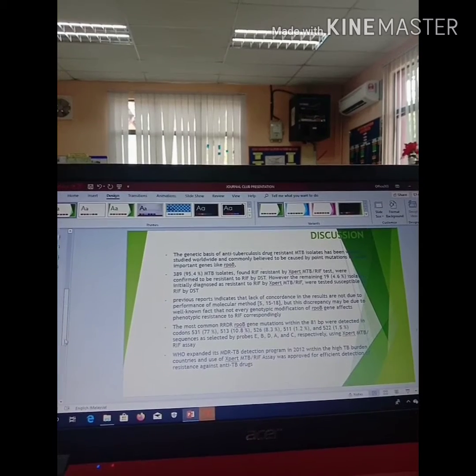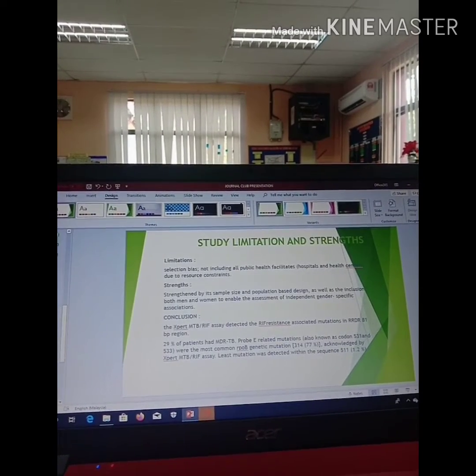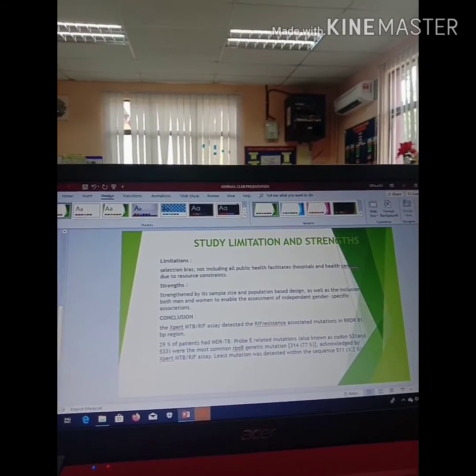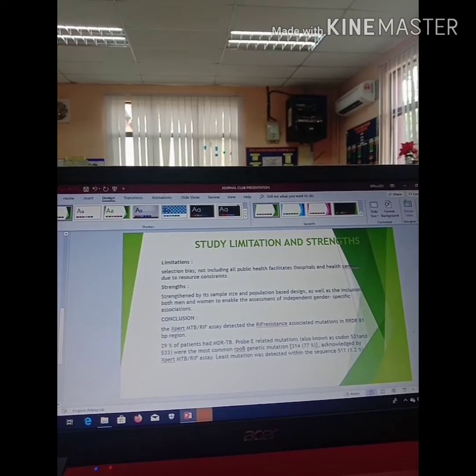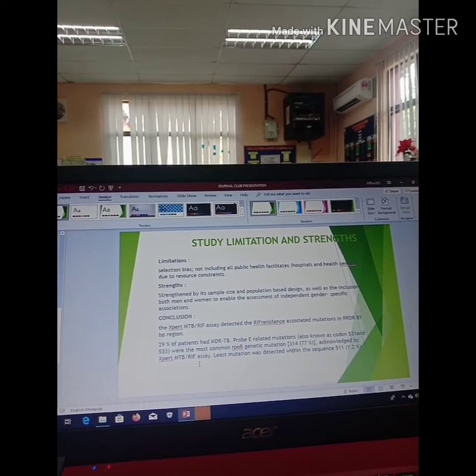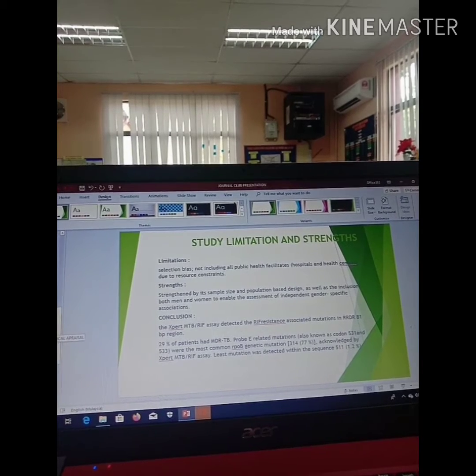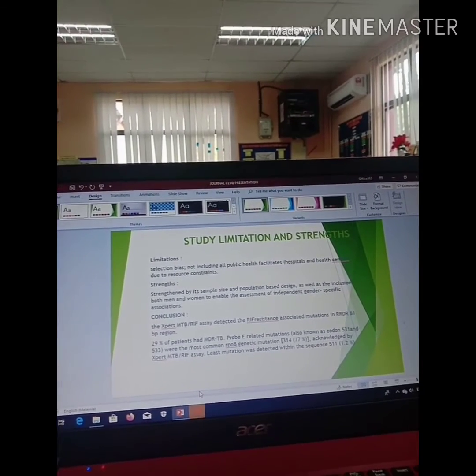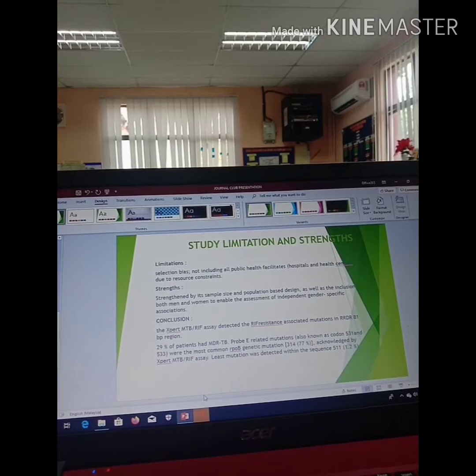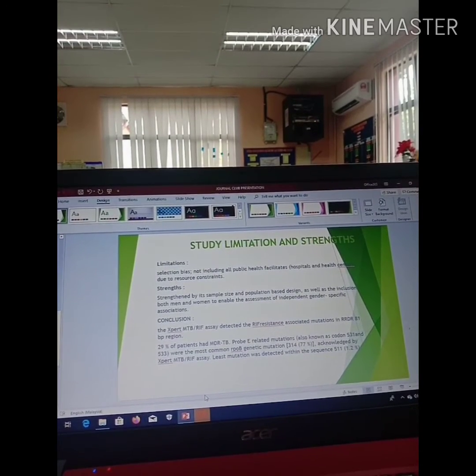Okay, this is the discussion. Study limitation: selection is biased, excluding all public health facilities and strengths. And the conclusion: the Xpert MTB/RIF detected the resistance-associated mutation in the RRDR 81 bp region.